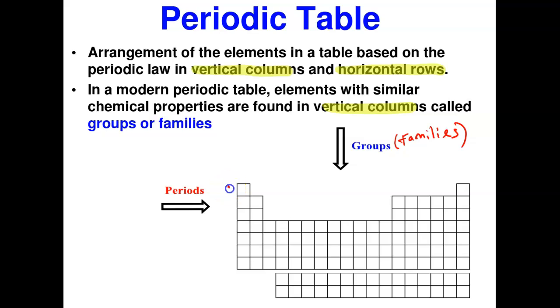Let me try to fill them here. So this is row 1, this is row 2, this is row 3, 4, 5, 6, 7. Actually, I have 7 rows. And then it has 18 columns.